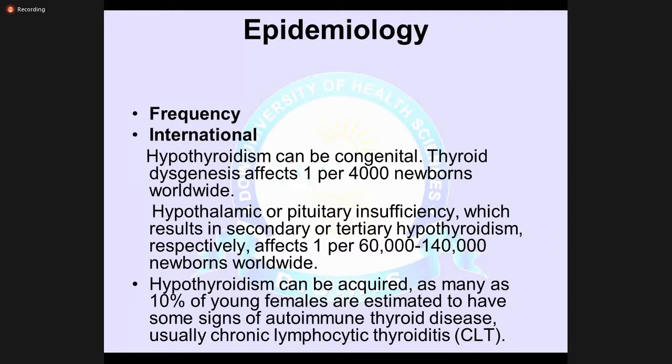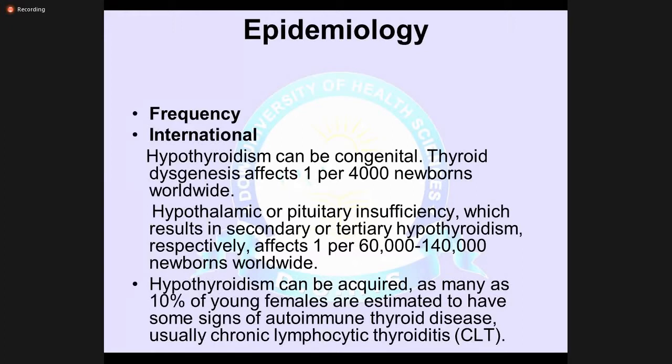So one should be very clear about what do we mean by primary, secondary or tertiary hypothyroidism. When the fault is in the thyroid gland, it is primary hypothyroidism. When the fault is in the anterior pituitary, it is secondary hypothyroidism. And when the fault is in the hypothalamus, it will be considered as tertiary hypothyroidism. So the incidence of hypothyroidism secondary to pituitary or hypothalamus is very rare, but the incidence of primary hypothyroidism is much more, as you can see, 1 per 4,000 newborns.